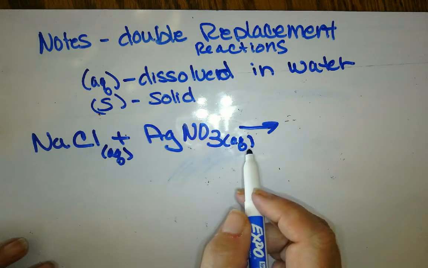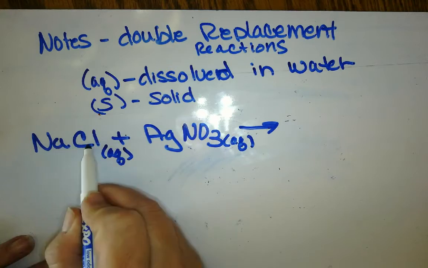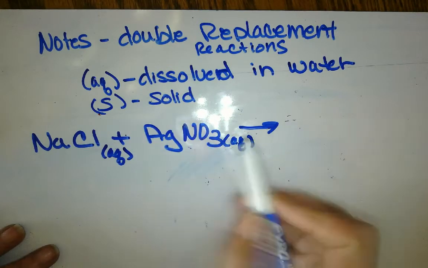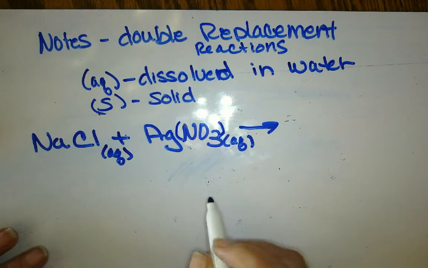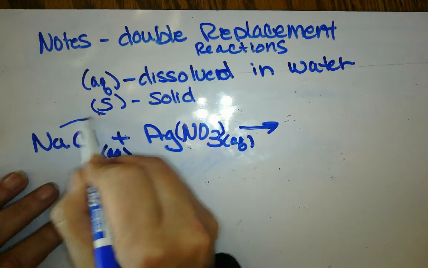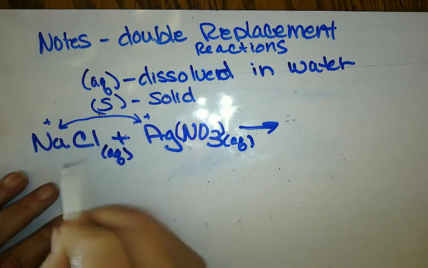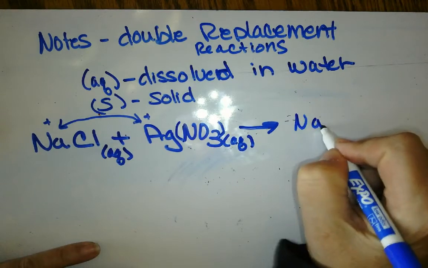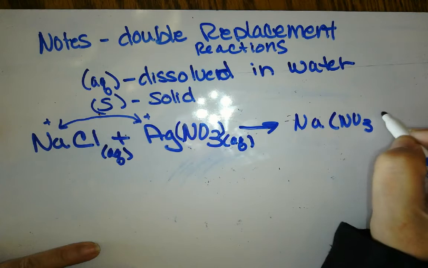Okay, so what happens in a double replacement? Well, sodium is dancing with chlorine and silver's dancing with nitrate. So we can bracket that off so we know that is a polyatomic. And these guys don't like their dance partner, so they are going to switch. And notice my positive switches with the positive. Okay, so now my sodium is dancing with nitrate, okay?